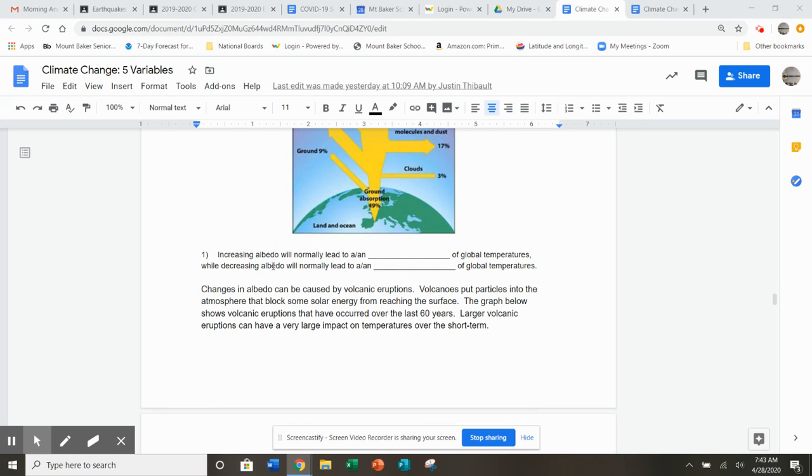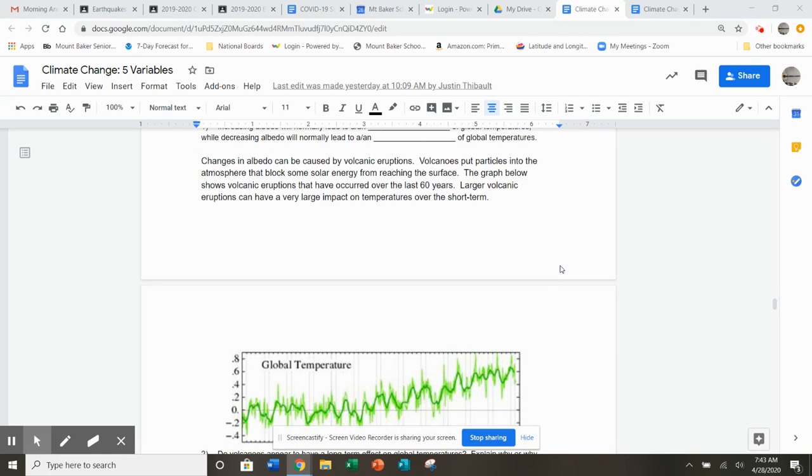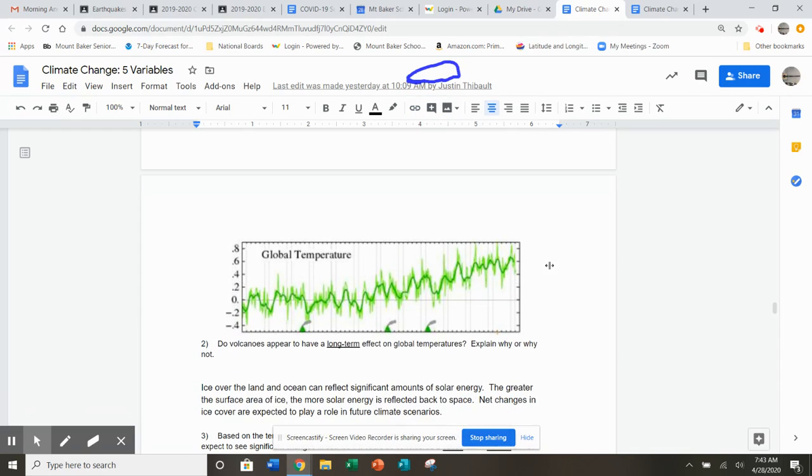So this first question is pretty easy. I'll leave that one. The second question is a little bit trickier, and this graph is pretty tricky. One thing I want to note is that this part right here is over the last 60 years. As it turns out, volcanoes throw stuff up into the air and that blocks sunlight. Sunlight hits those particles and it bounces back up into the atmosphere and never hits the ground.